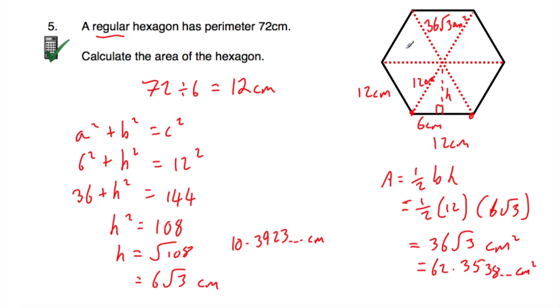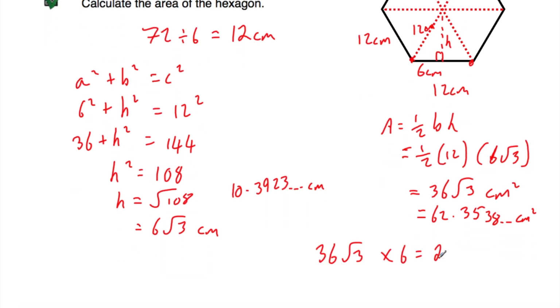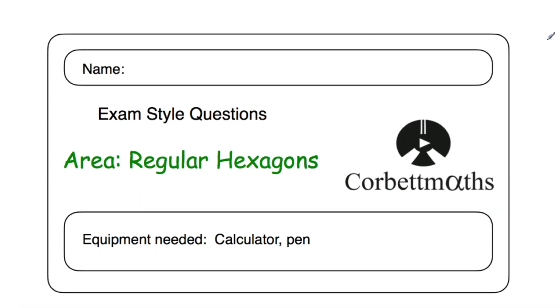We now just need to multiply by 6 to get the area of the regular hexagon. So let's do that. And that would be equal to 216 root 3 centimeters squared. So that's the area of the regular hexagon, or as a decimal number, that's equal to 374.123 centimeters squared to 3 decimal places. And that's it.